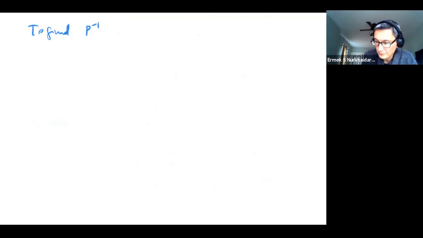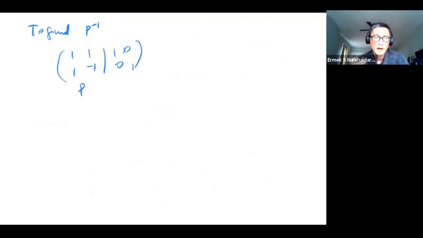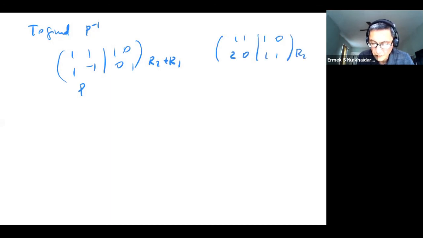We write it down: 1, 1, 1, minus 1, 1, 1, 0, 0. So that is P, that is E. And then we want to change P into the identity matrix. And whatever is written on the right side is going to be eventually our P inverse. So we do row 2 plus row 1. So we're going to get 1, 1, 1, 0, 2, 0, 1, 1, then row 2 divided by 2.